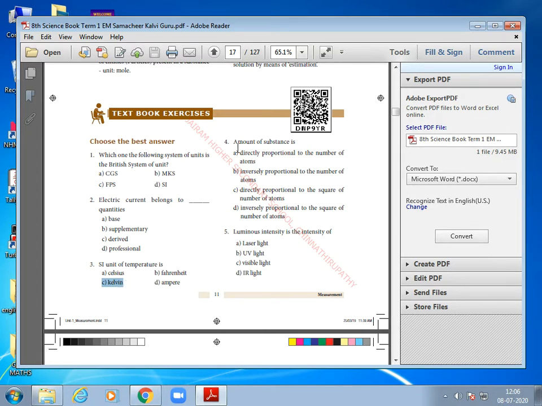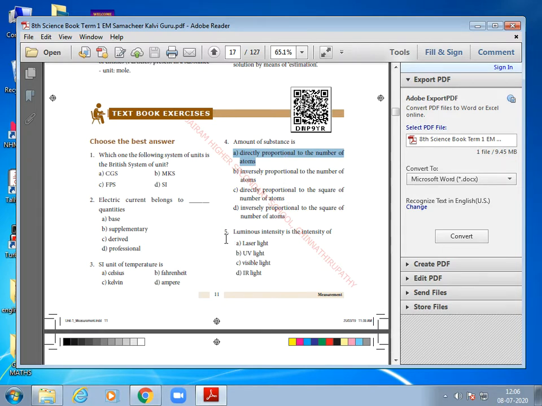Next, fourth question. The amount of substance is what? The amount of substance is directly proportional to the number of atoms. This is the answer for the amount of substance.